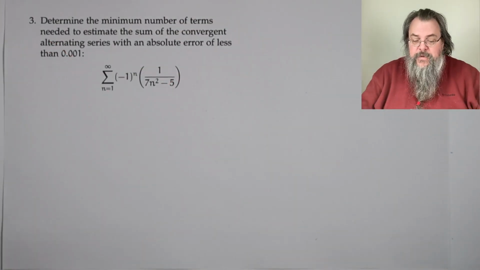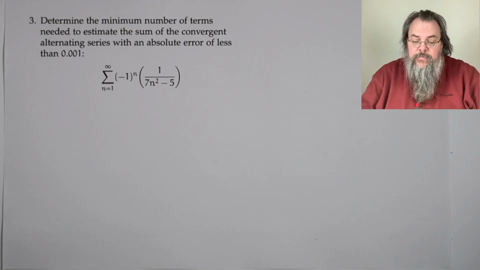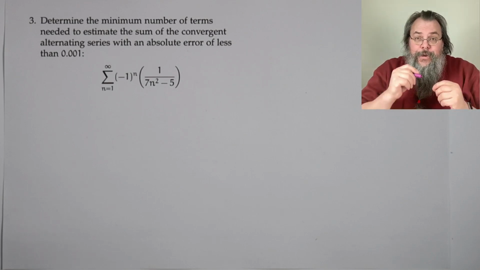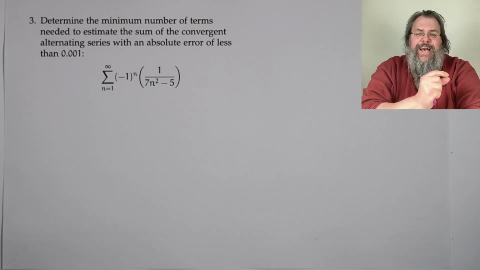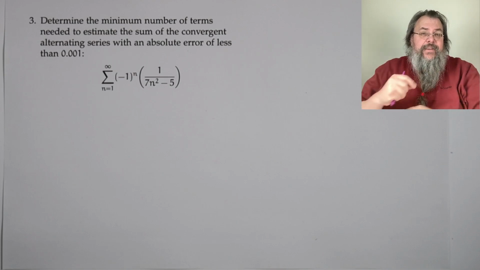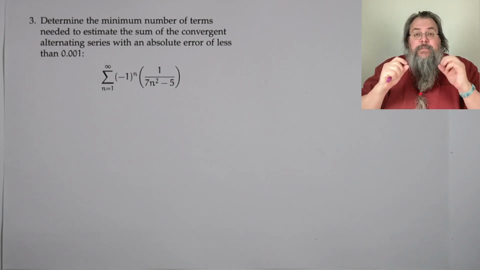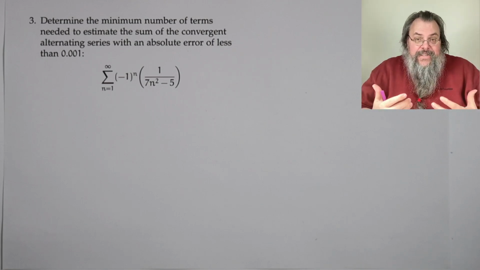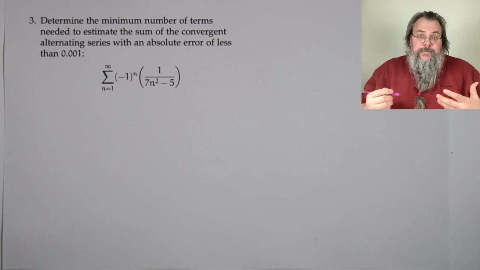Determine the minimum number of terms needed to estimate the sum of the convergent alternating series with an absolute error of less than 0.001. Now, there's a little bit of a caveat in the way this problem is phrased, because technically the way this problem is asked, we can't answer it without better tools. But there's an underlying way the problem was meant to be asked. So let's talk about what this problem is trying to ask us, just so we're clear.